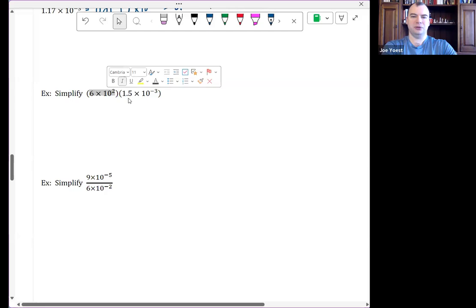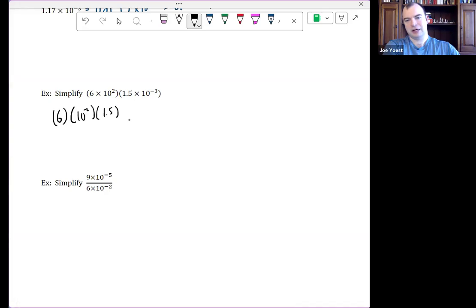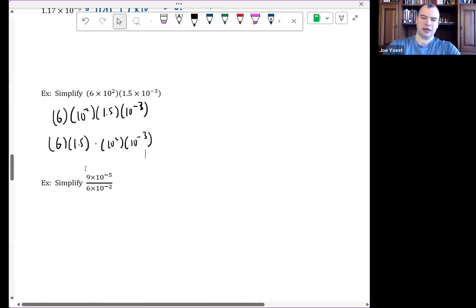So I really just have the product of two things multiplied by the product of two other things. That's really just like 6 times 10 squared times 1.5 times 10 to the negative 3. But multiplication is commutative. I can put my stuff that's not powers of 10 out front and my powers of 10 at the end. So I can have like 6 times 1.5 out front multiplied by 10 squared times 10 to the negative 3 at the end.